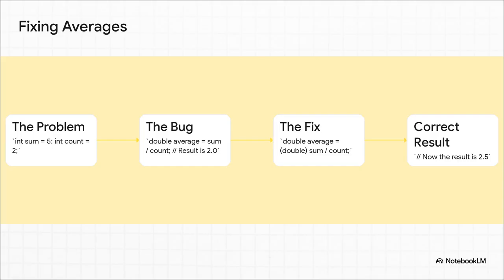So how do we fix it and get the right answer? The solution is surprisingly simple, and it all comes back to that controlled, forceful pour. Look at the fix step here. By putting double right in front of the sum variable, we are temporarily promoting it. You're basically telling Java, hey, hold on, before you do this division, I want you to treat this sum variable as if it's a big bucket, a double. And that one tiny change forces the entire calculation to be done using decimal math, which finally gives us the correct answer we were looking for, 2.5. It's a tiny piece of code, but it has a huge impact.